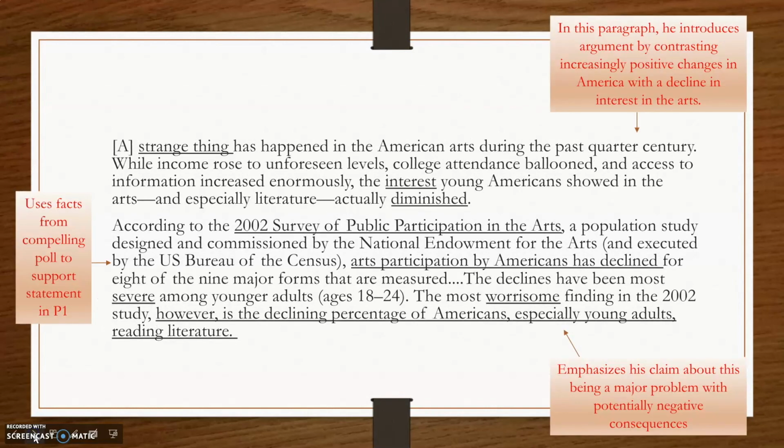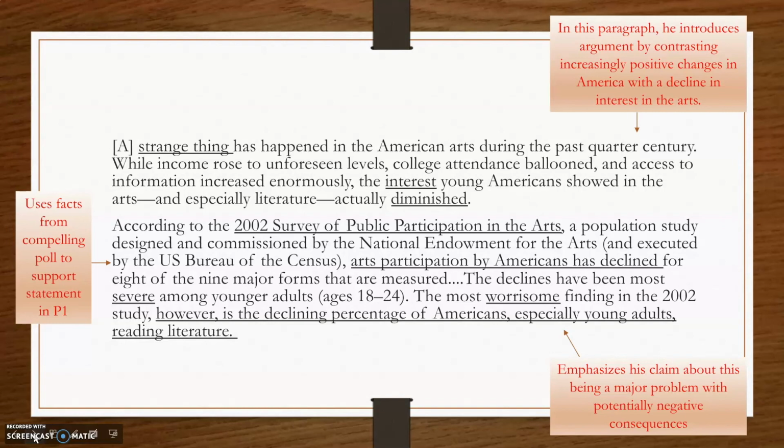So as you were reading along and annotating, you may have noticed that in paragraph 1, the author introduces his argument by contrasting increasingly positive changes in America with a decline in the interest in the arts. So he mentions the income levels rising, college attendance ballooning, and access to information increasing, but contrasts those positive changes with the phrase "a strange thing" in the very beginning of the paragraph, and then discussing how the interest young Americans are showing in the arts is diminishing towards the end of the paragraph.